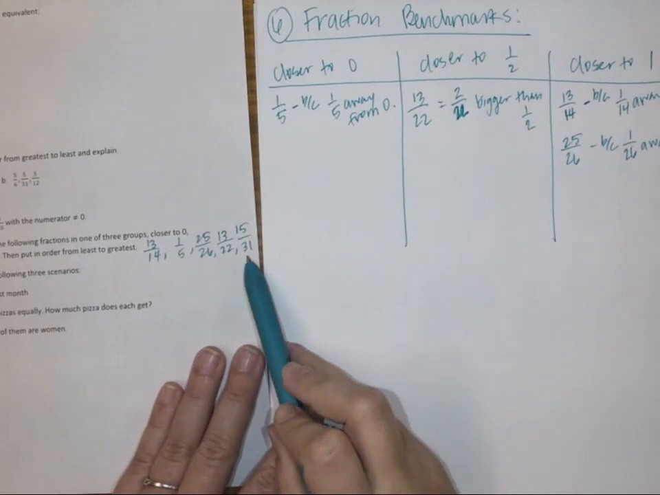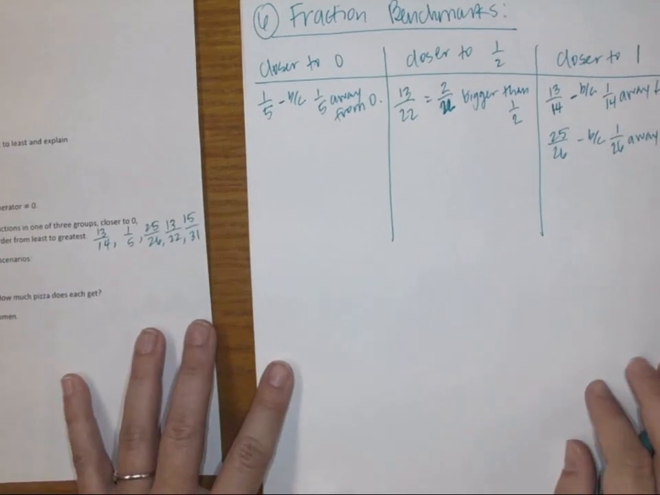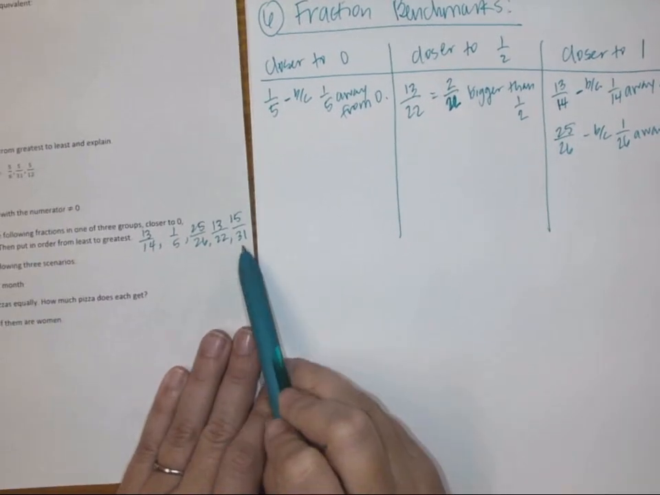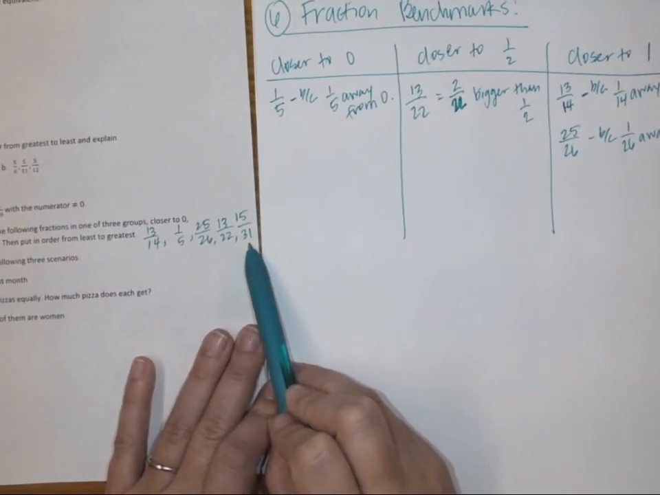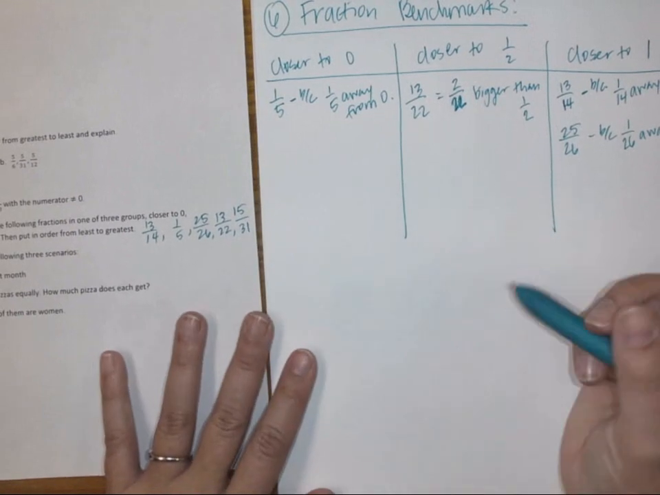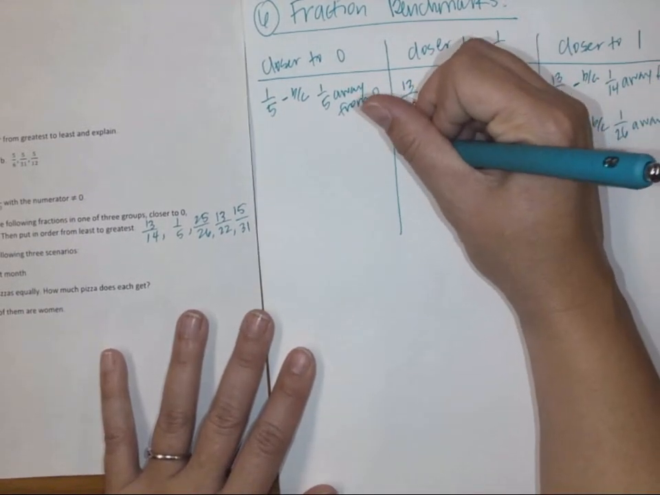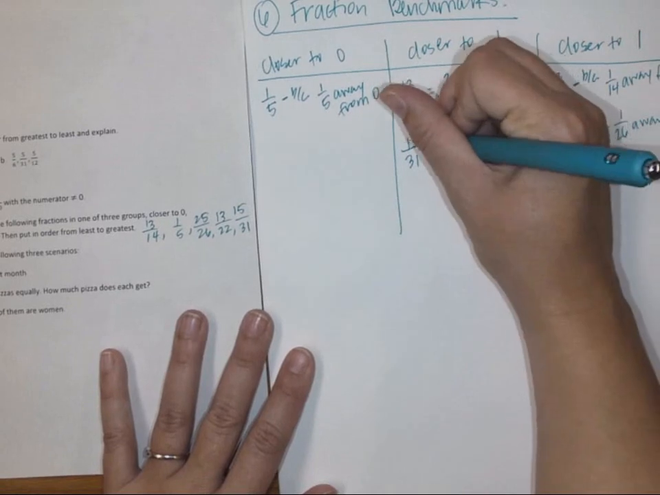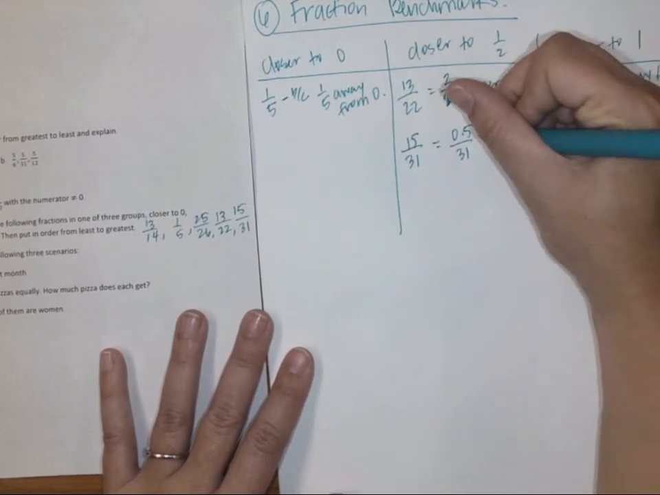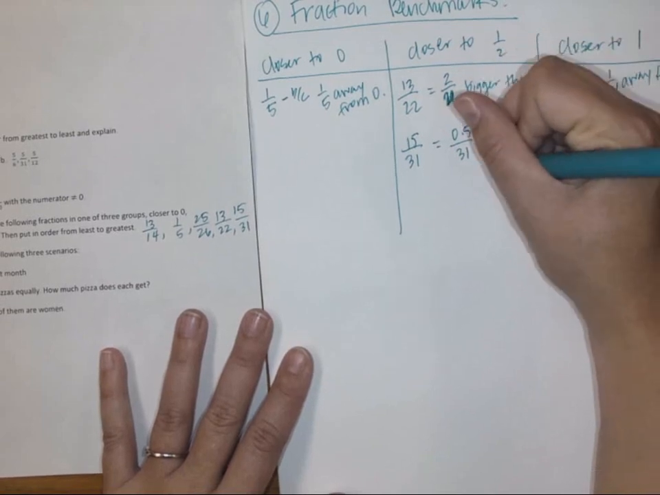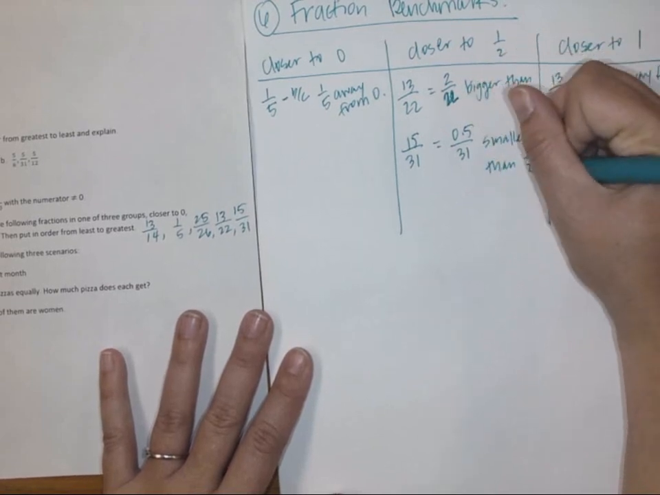And then the last one I'm comparing, 15 out of 31. Where would 15 out of 31 fall? Well, 31 pieces make a whole, so 15.5 would be the middle. So 15 out of 31 would be close to 1/2 also, and it is actually 0.5 pieces smaller than 1/2.